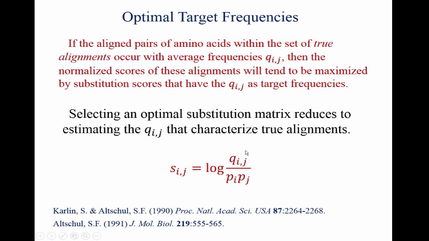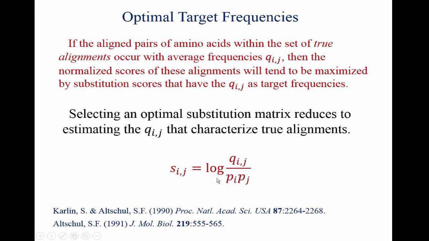Now, when one looks at this score, this actually makes beautiful sense. What this says is that if you are seeing a given pair of amino acids aligned in true alignments more frequently than they would occur by chance, because this is the probability that you would align these two letters by chance, you then give that pair of letters a positive score because this ratio is greater than 1 and the log of a number greater than 1 is positive.